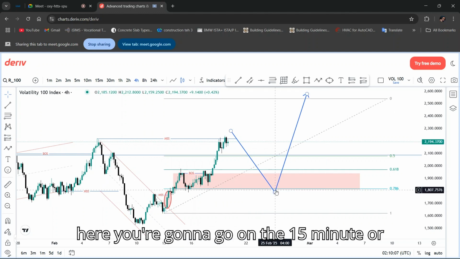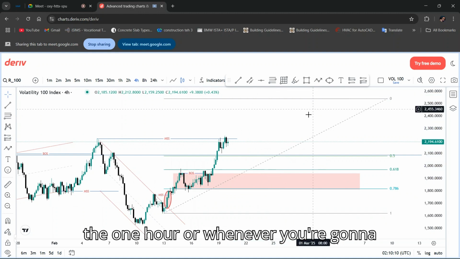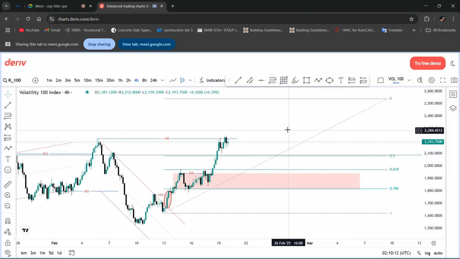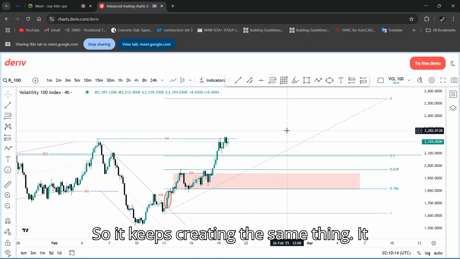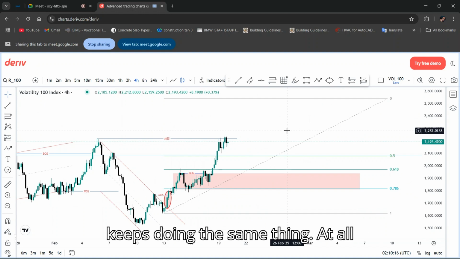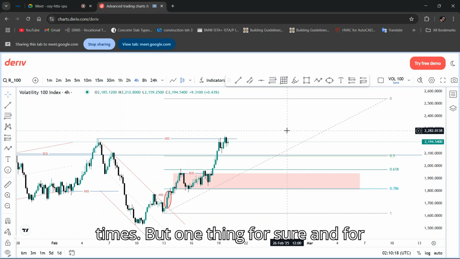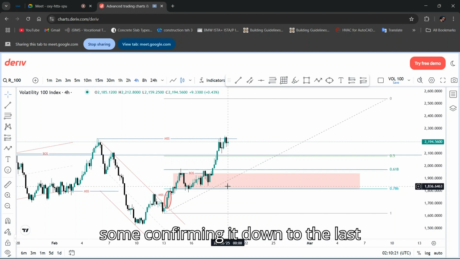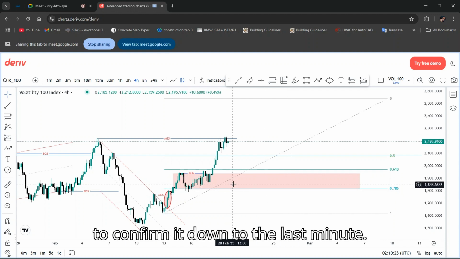In here, you're going to go on the 15 minute or the 1 hour or whichever, and you're going to look for a market structure shift. So it keeps creating the same thing. It keeps doing the same thing at all times. But one thing for sure and for certain, you have to confirm it down to the last minute.